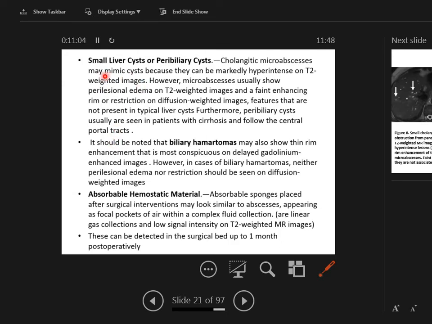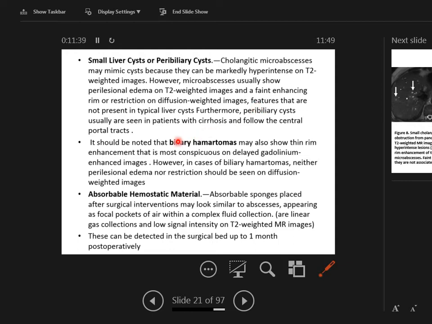Another differential diagnosis is small liver cyst or biliary cyst. Microabscess, sometimes it will be hypo on T1 and hyper on T2 with a faint rim, a faintly enhancing rim. Restriction on diffusion weighted image can help us, but with a small simple cyst or peribiliary cyst.